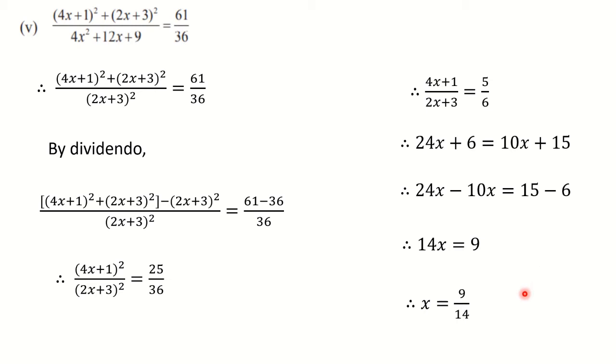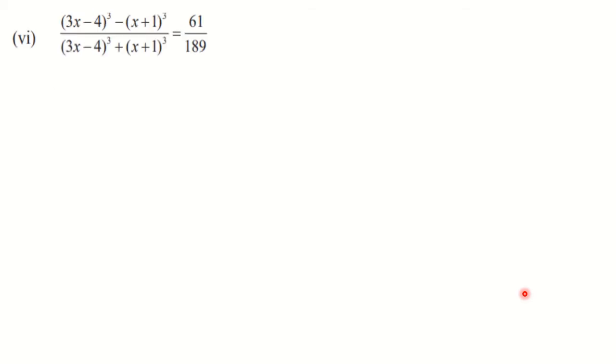Okay, let us go further now towards the next question. Question number 6. This question number 6 you are going to solve by yourself. It is similar to question number 3. There you have squares, here you have cubes, but there is one difference. Here the plus sign is in the denominator and the minus sign is in the numerator, so it is not in the form of componendo dividendo.